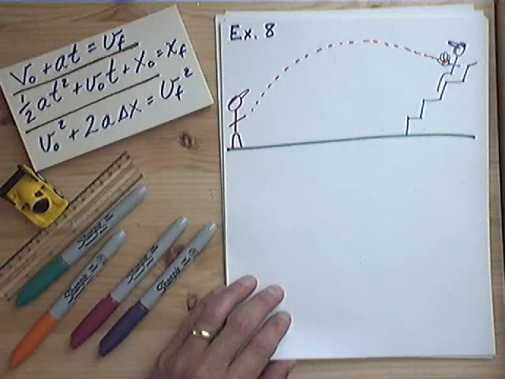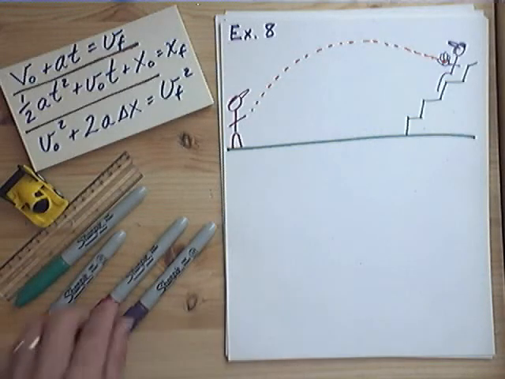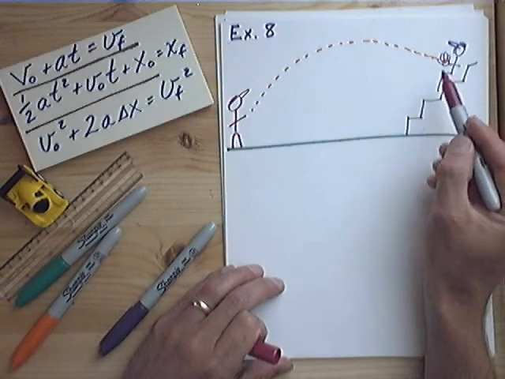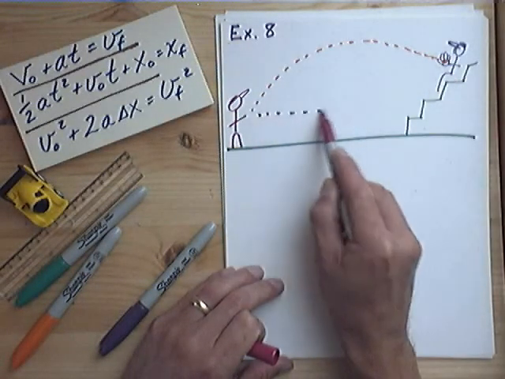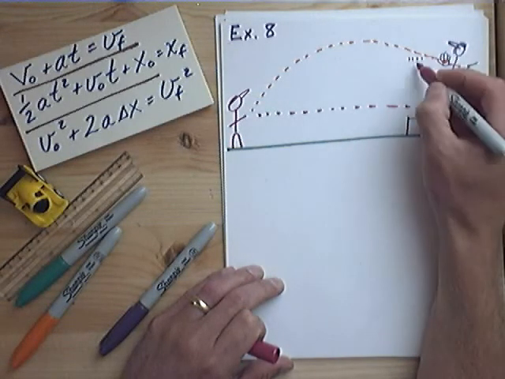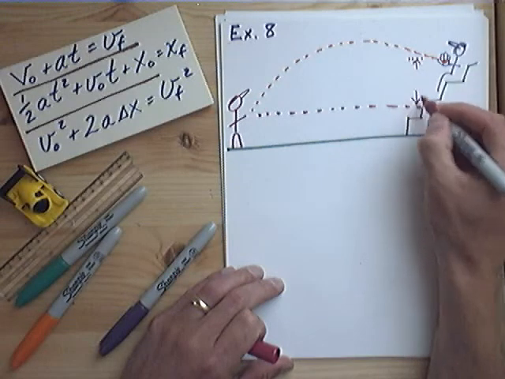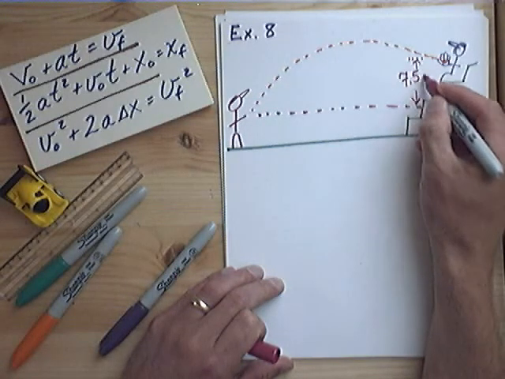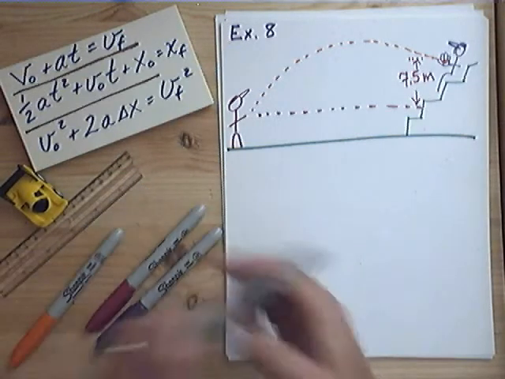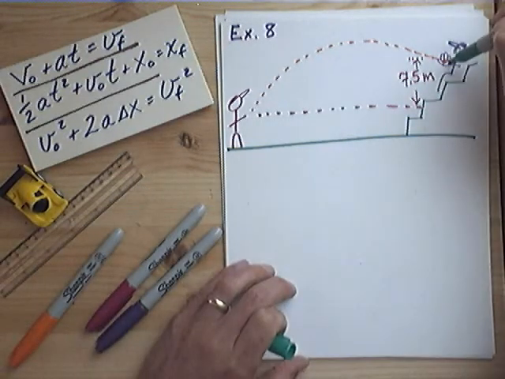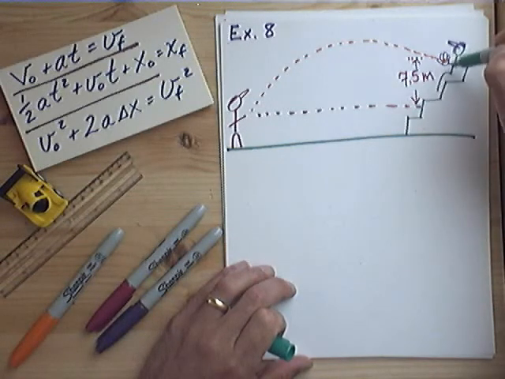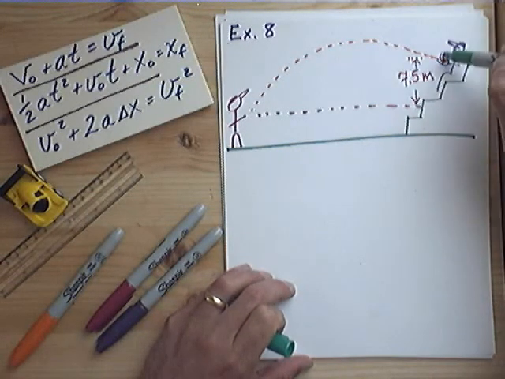Here's example 8. We have a baseball player who hits a ball, and it goes up into the stands, and it's caught by another physics teacher. The ball was caught 7.5 meters above where the ball was hit. And, because it was a physics teacher who caught the ball, he noticed that the ball came in at an angle of 28 degrees at a speed of 36 meters per second. So let's take a look.